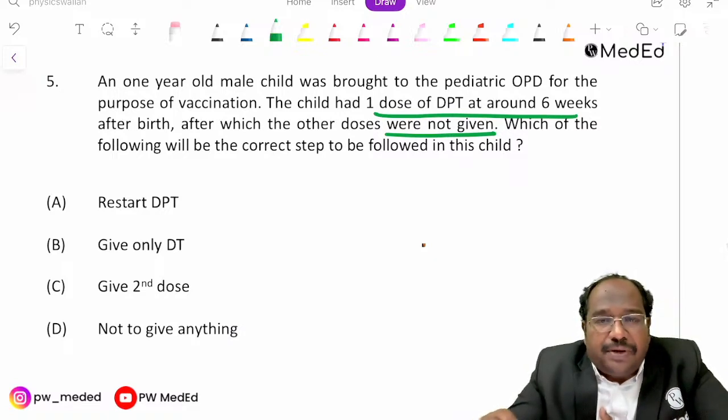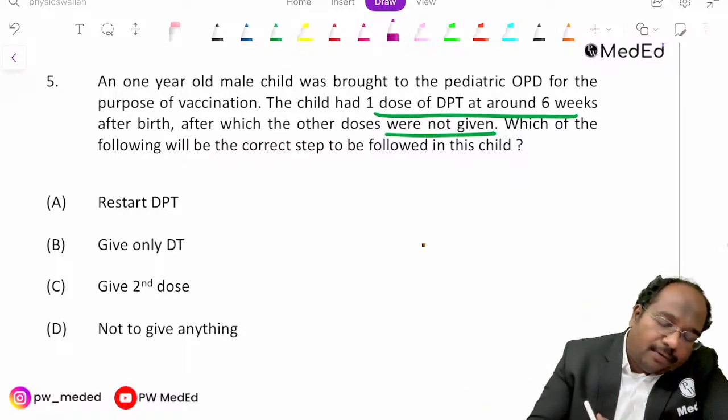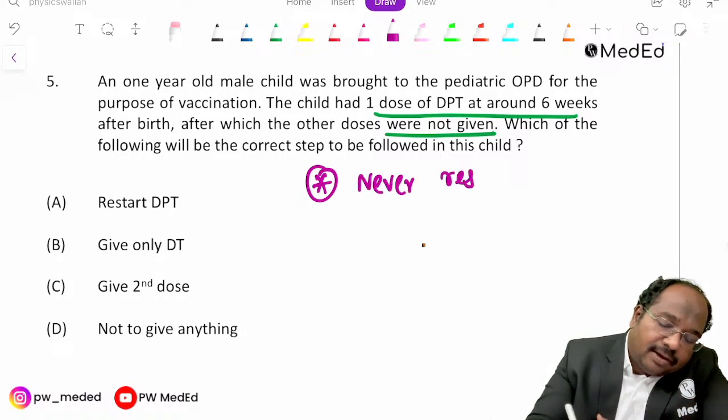So 2-3 points we need to know, because this is a scenario based question. The first point we need to know is: never restart the schedule.